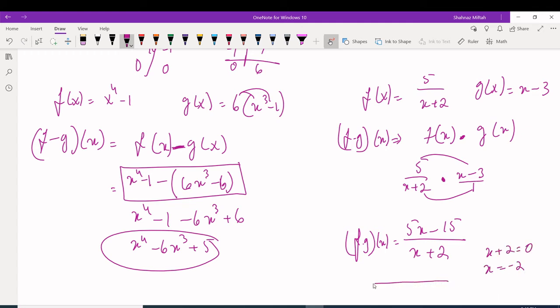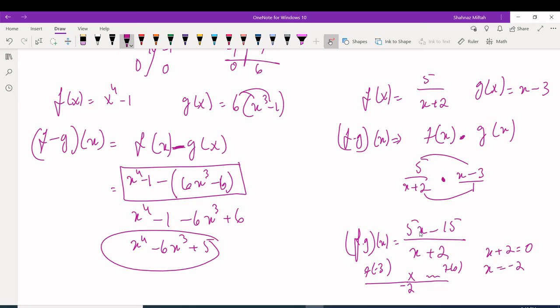Once I get -2, you make a sign chart. Pick any number here and plug it in the original function. Pick something here and plug it in, and also pick -2, see if it would work. But if I plug in -2, it's going to give me a 0 in the denominator, which is not okay for the domain. So this one is not going to work. But pick something here, for example, let's pick f of -3, and I'm going to pick 0 here.